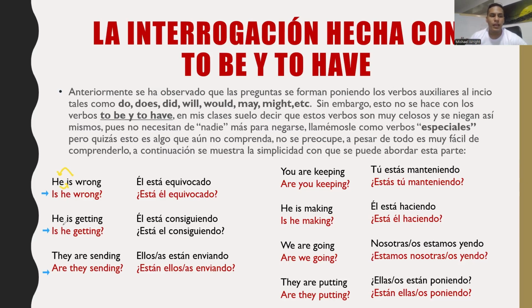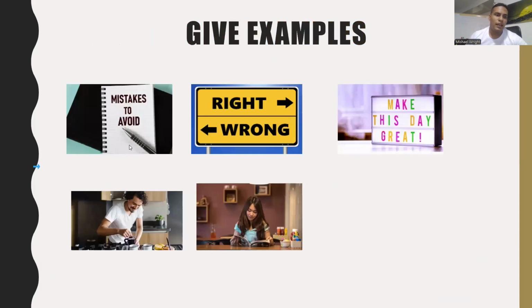Is getting. Is he getting? I switch. Here, the verb to be is just switched. Okay, so you're keeping. Are you keeping? You switch the verb, right? Verb to be first. He is making. Is he making? We're going. Are we going? They're putting. Are they putting? Right? Those are the questions. So you just switch them. Got it? Okay. So let's see. Give examples. So mistakes to avoid.